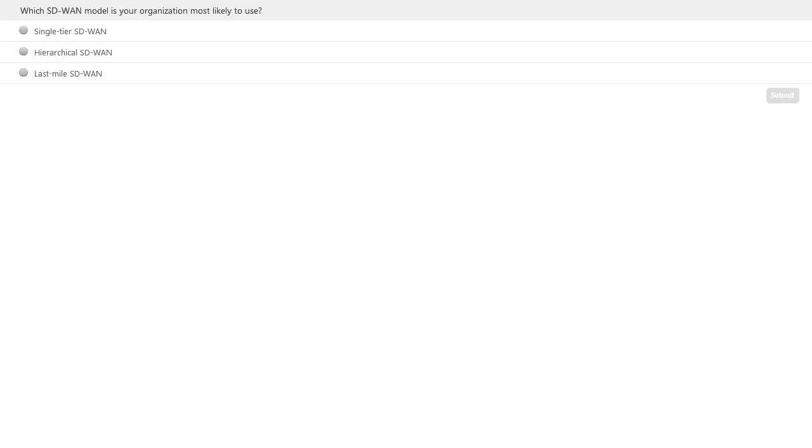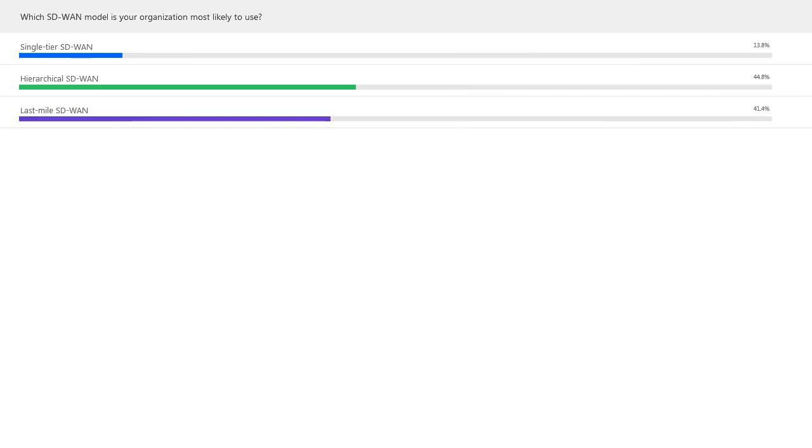Okay, thanks for that. Let's take a look and see how we ended up here. Looks like it's relatively equal. The highest, at 45%, is for hierarchical SD-WAN. Just behind that was the last mile SD-WAN, and only 14% for the single tier. So perhaps it's what you expected? Yeah, thank you very much. Very good. Thank you. Okay, you're welcome. I'll hand it back over to you then.